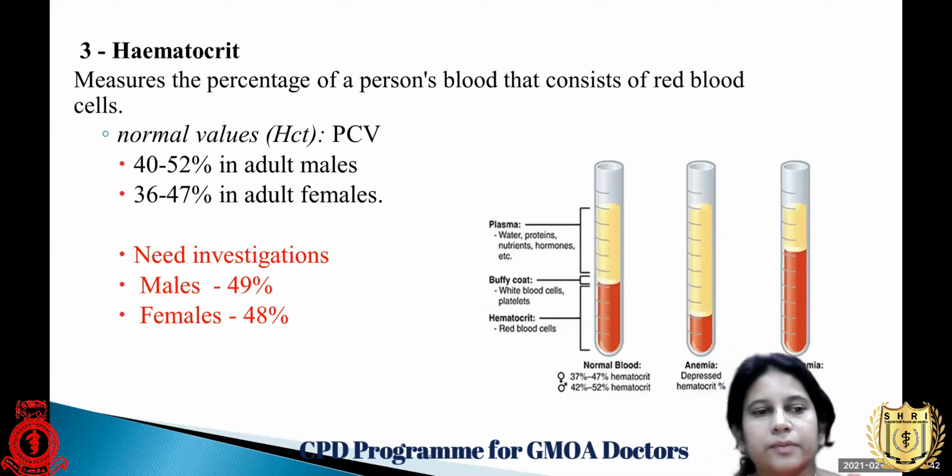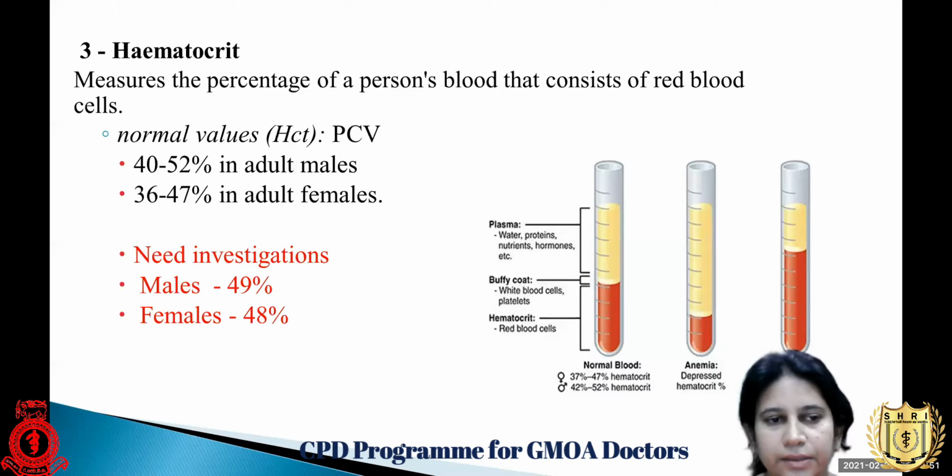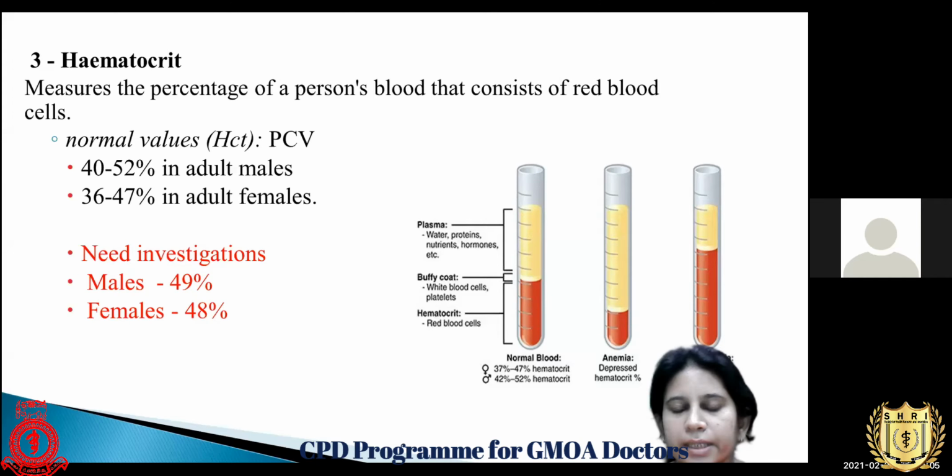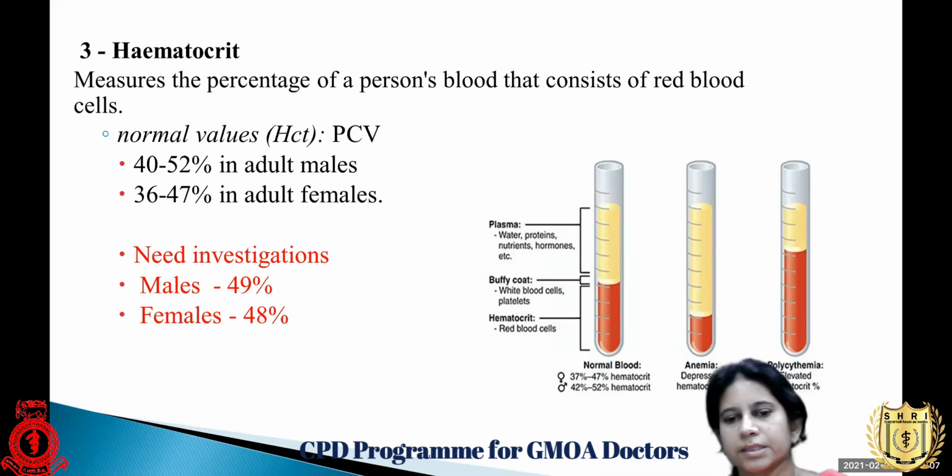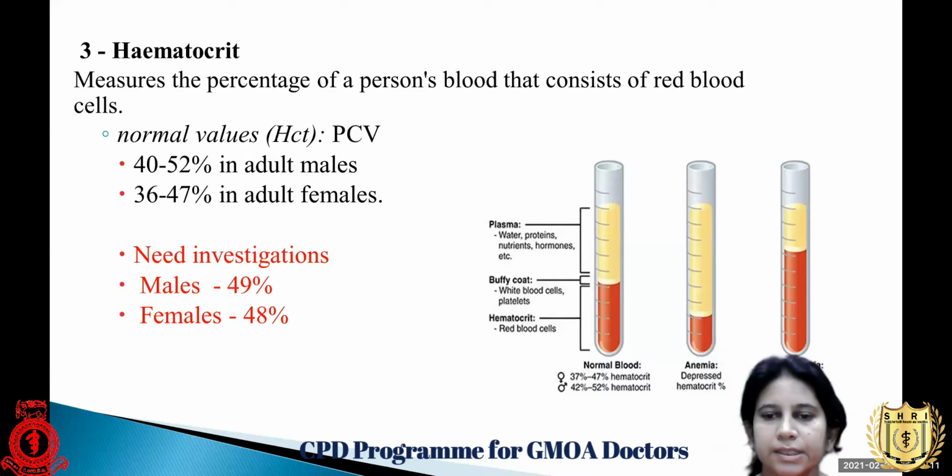Hematocrit. Hematocrit is the proportion of a person's blood that consists of red blood cells. So here again you have a wide range of normal variation, 40 to 52 for males and 36 to 47 in females. This is the normal hematocrit value, which contains RBC, buffy coat and the plasma. In anemic patients, you see a reduction in the hematocrit value. If it is high, then this is polycythemia.